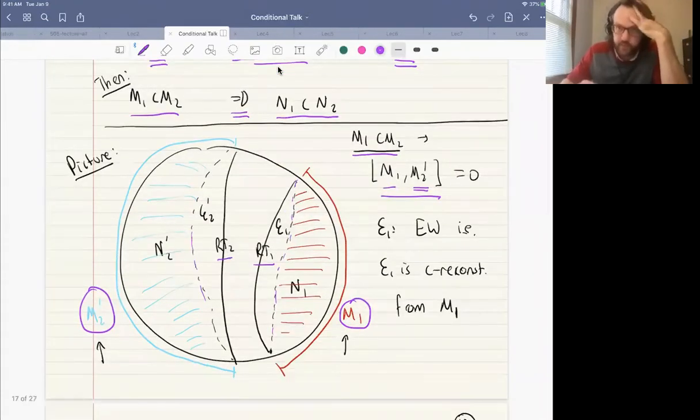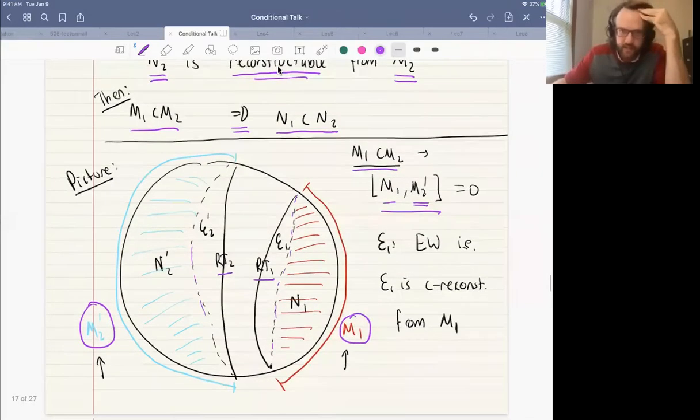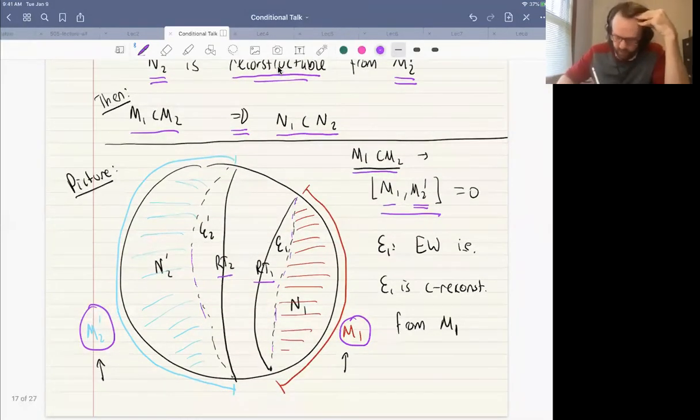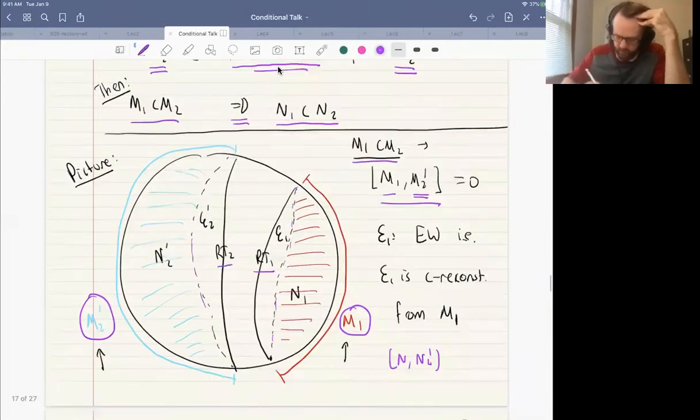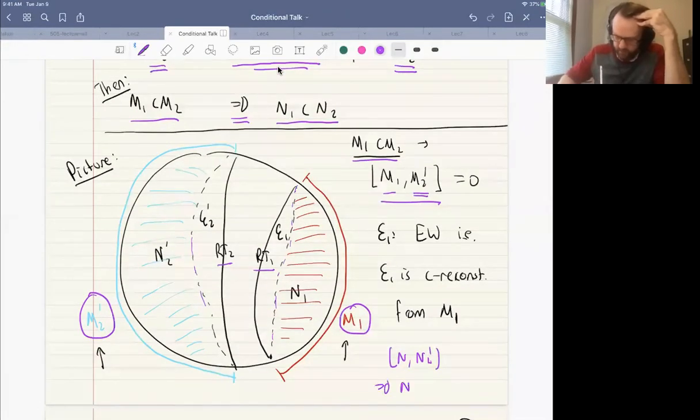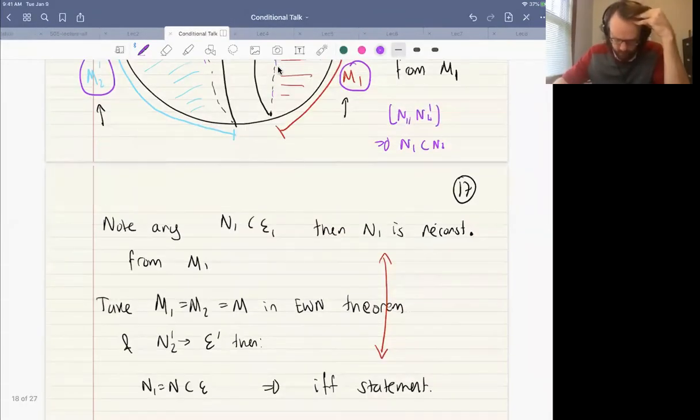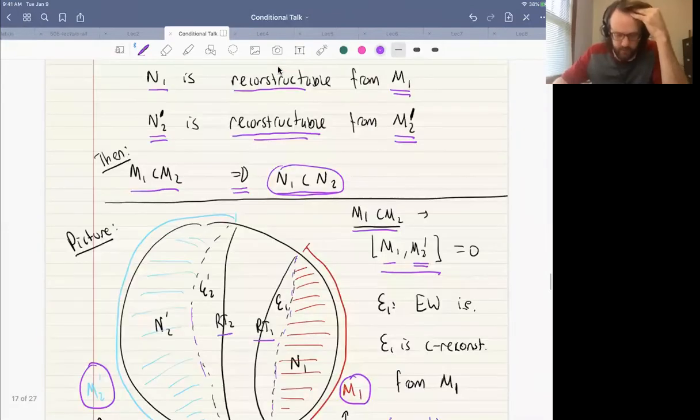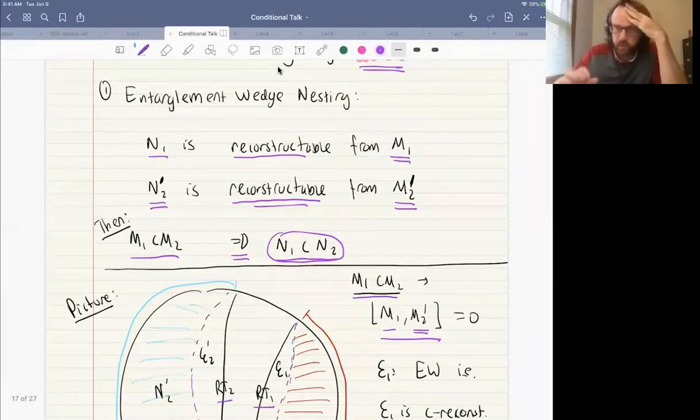So you see from this picture that the expectation in AdS/CFT is that indeed N1 should commute with N2 prime, which then implies that N1 is contained in N2, which is what we wanted to prove. I'm not going to go through the proof. You can prove this statement just based on the properties of these quantum channels.